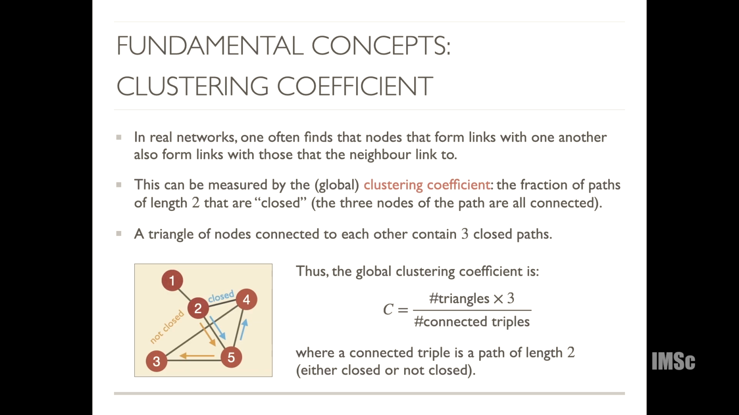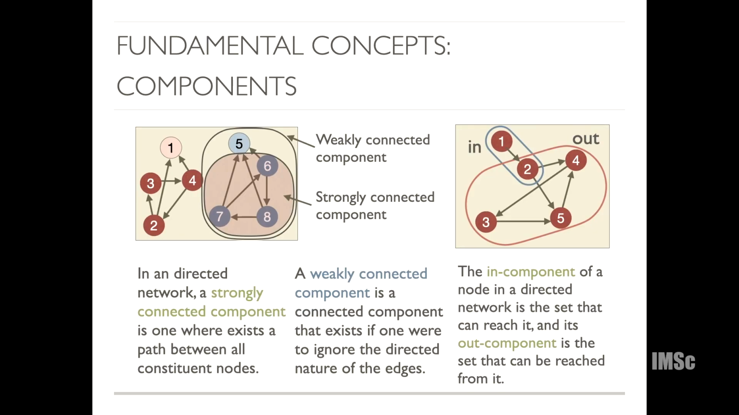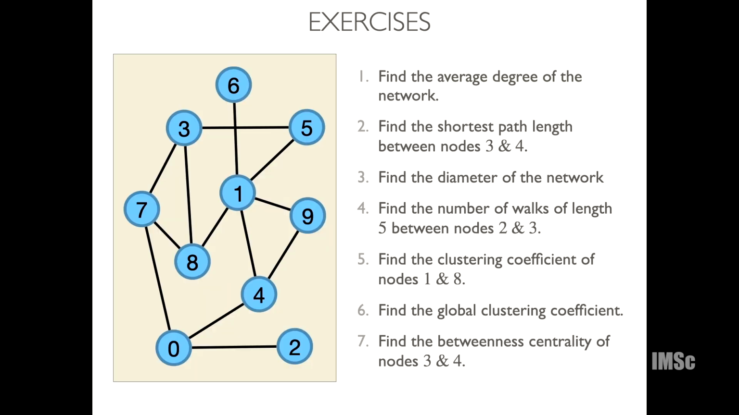So in this network, 2, 4, 5 forms a connected triple, right? Then 4, 5, 3 is a connected triple, and so on. And here you're not considering the directions. That's already taken into account in the formula. So 3, 5, 4 and 4, 5, 3 are the same. There's just one connected triple. So you have two triangles, and if you do the counting, it turns out that you have 27 connected triples, right? So the answer is 3 times 2 by 27.